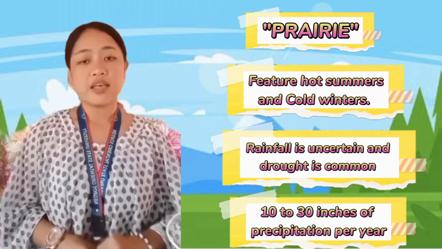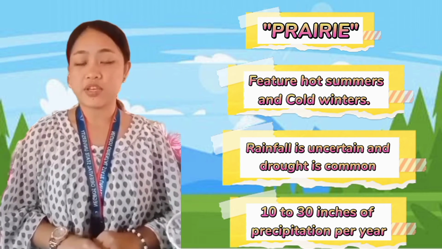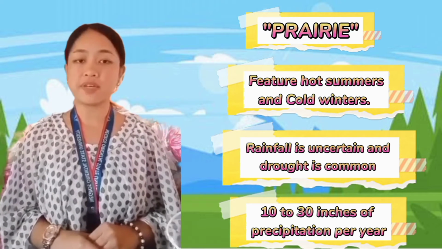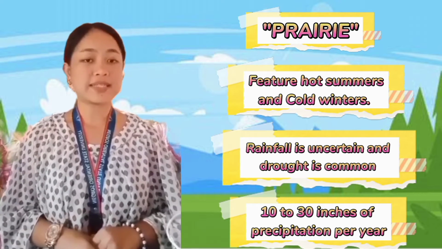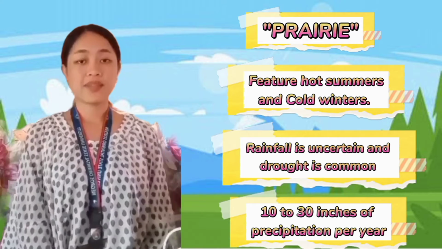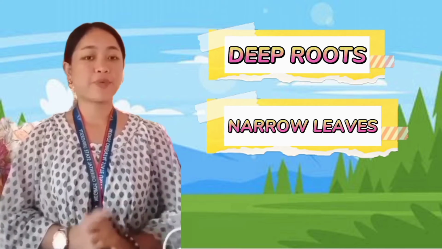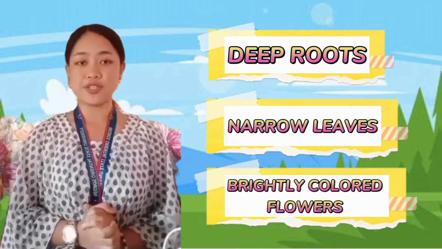The area is well suited to agriculture, and few original prairies survive today. Grassland plant adaptations include deep roots, narrow leaves, and brightly colored flowers. Grassland plants, particularly grasses themselves, grow from the base of the plants rather than the tips.